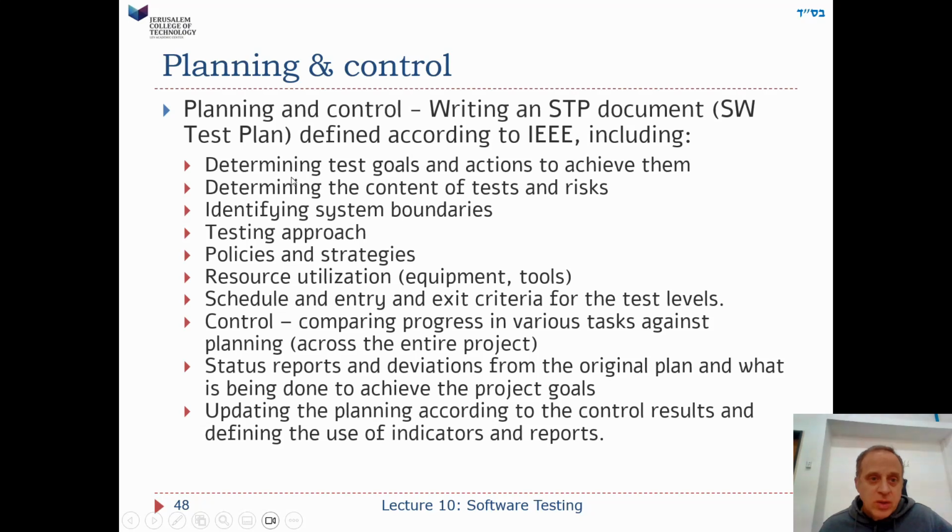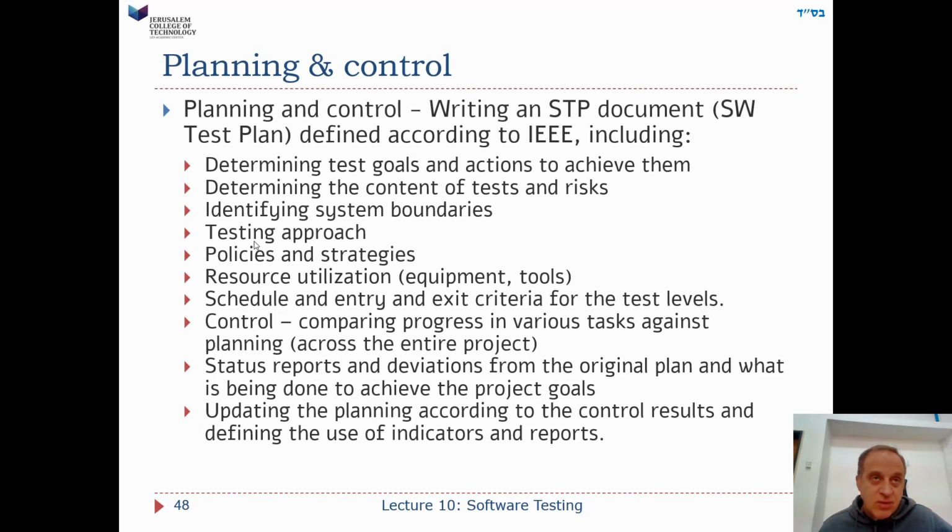And it should include, first of all, a plan. What is our plan to test? What are the goals? Determining the test goals and actions to achieve them. Determining the content of the test. Identifying system boundaries. In other words, what the system will do and what it won't do. What is our testing approach? Defining it. What are our policies and our strategies? What resources will we use? What's the schedule? When will we do it? And entry and exit criteria for test levels. When do we go from one test level to the next?